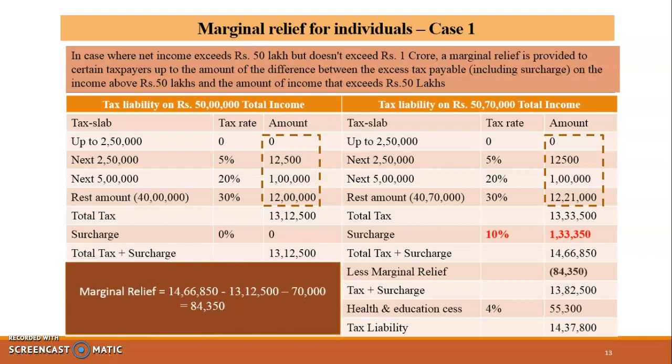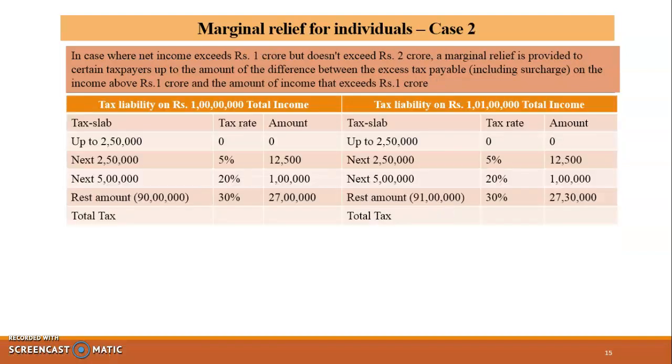The next case is when the income is above 1 crore but does not exceed 2 crores. So this is the tax liability on 1 crore: up to rupees 2,50,000 it is zero, then the next 12,500, then the next 5 lakhs 1 lakh, and the remaining 90 lakhs at 30% is 27 lakhs. In this case, the person earns only 1 lakh of income extra in the next year. So the balancing amount is 91 lakh into 30%, which is 27 lakh 30,000.